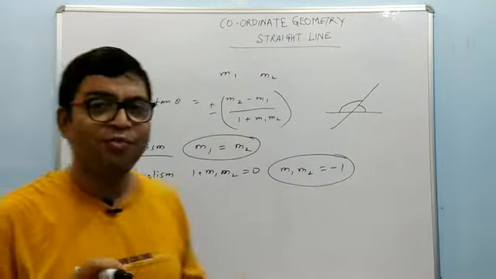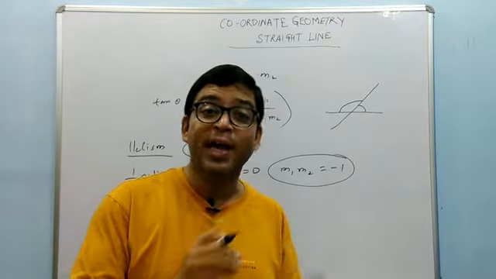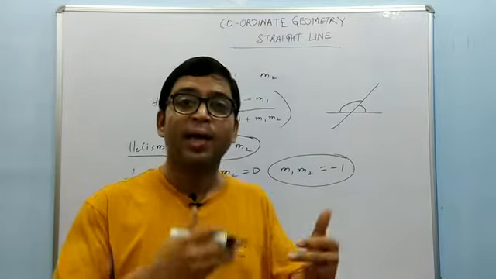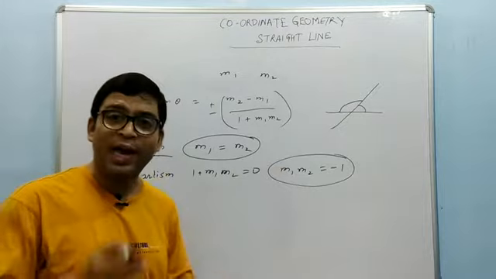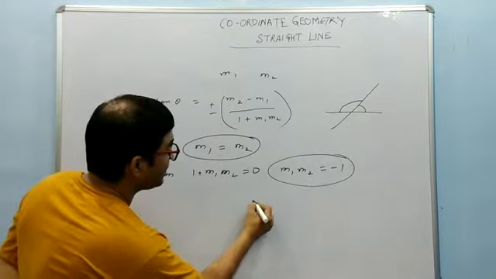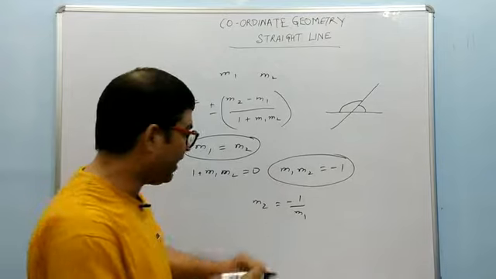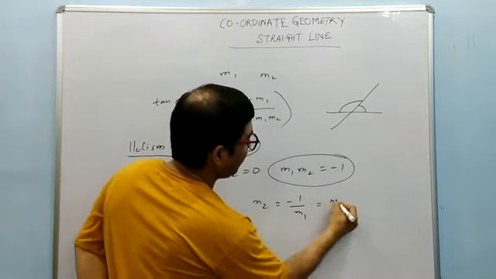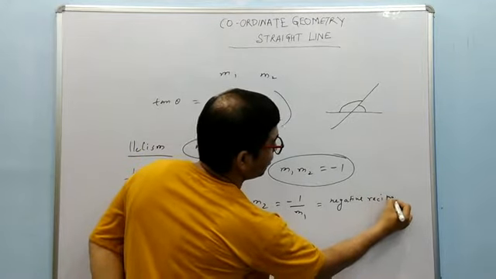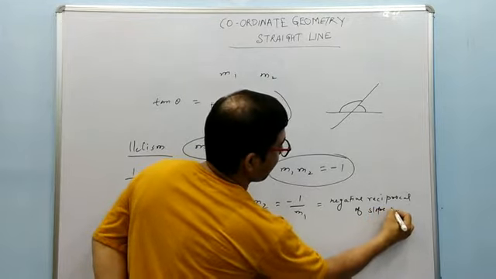So if we have to find the slope of a line which is parallel to a given line, we can directly take the slope of that line as the slope of the required line. But if we have to find the slope of a line which is perpendicular to a given line, we can just write m2 is equal to minus 1 by m1. How do we write it? That is the negative reciprocal of the slope of one line.